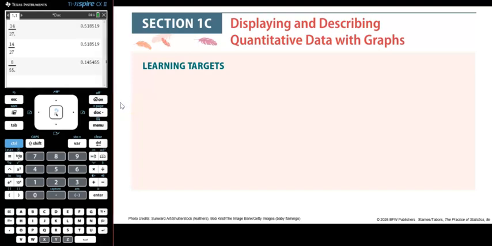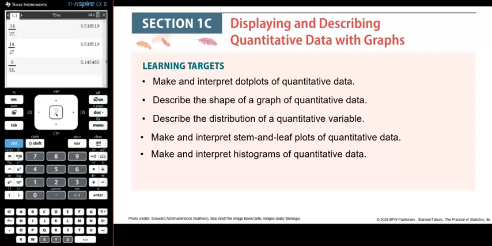Okay, this is lesson 1C from the Practice of Statistics, 8th edition. So these are our goals or targets today. We're going to learn about dot plots, the shape of a graph, which matters on a dot plot, and how to describe the distribution of this quantitative variable.